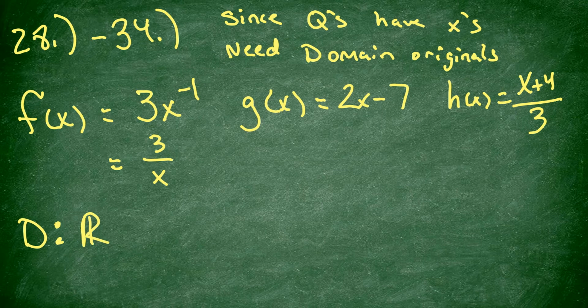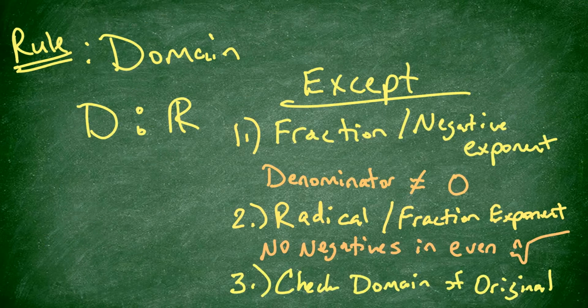Now, remember we're going to go over the domain rules. The rule is that your domain always starts off as all the real numbers, unless you see a fraction. Sometimes a fraction is hidden in a negative exponent, so if you see a negative exponent, think it's going to be a fraction. When that fraction shows up, the denominator can never equal 0, because then it's going to make your calculator blow up. That's why we have to worry about that.